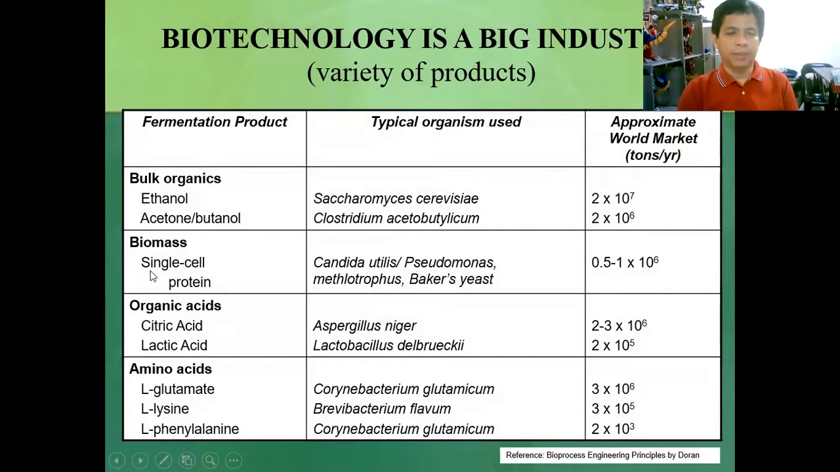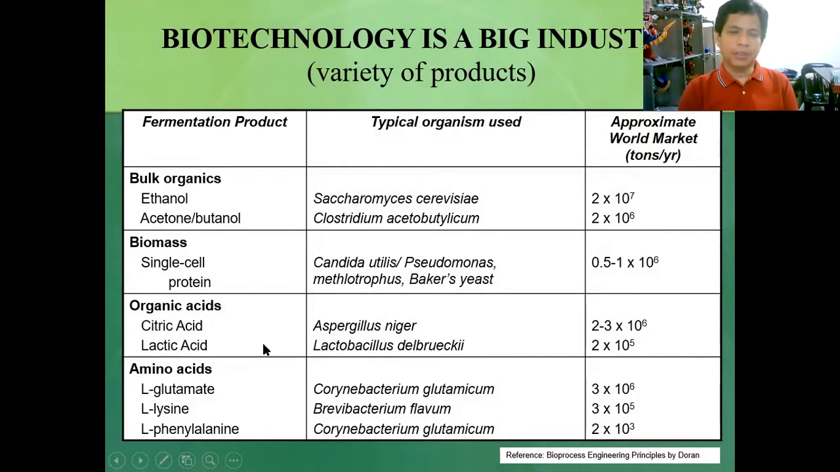And then we have the biomass. Biomass single cell protein: you can use Candida utilis, Pseudomonas, Baker's yeast. This is at 0.5 to 1 million tons per year. And then we have the organic acids, say citric acid. Citric acid is produced using Aspergillus niger at 2 to 3 million tons per year. And then lactic acid, we're using Lactobacillus delbrueckii at 200,000 tons per year.